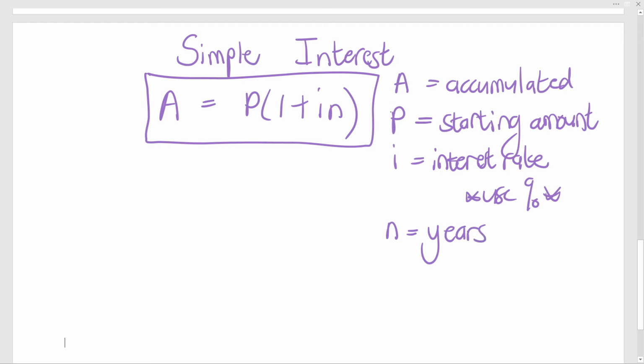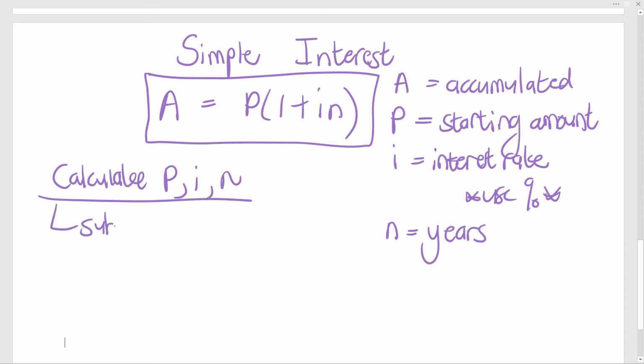Okay, so there were other things we did with simple interest. We calculated A, which means we just plugged everything in there. But when we calculate P, I, or N, what we had to do was to sub in the other amounts and then solve for the unknown using our equations skills.